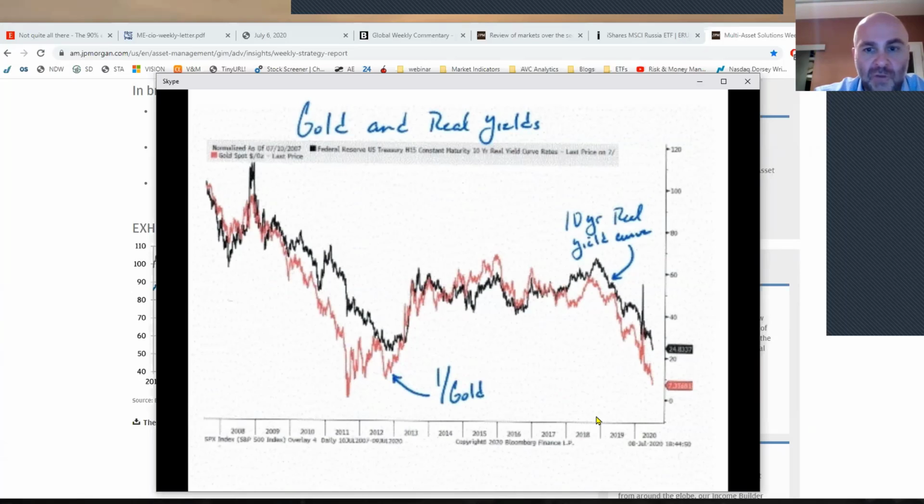Now, there is no opportunity cost in holding gold. As this chart shows, there's no income, there's no opportunity cost on holding US dollars, there's no income on holding any other currency, just about, or any other stable currency. So there's no opportunity cost of holding gold.